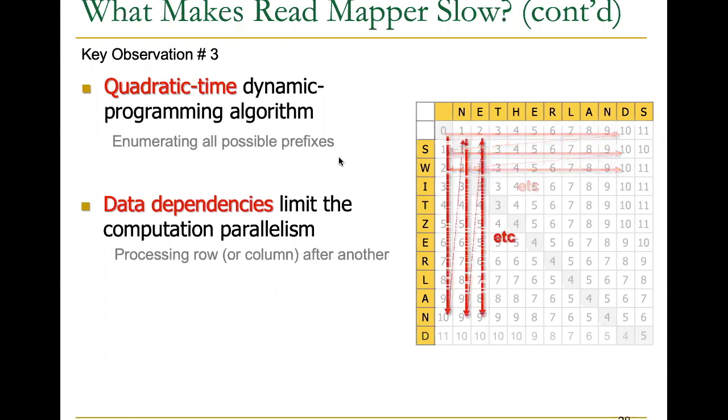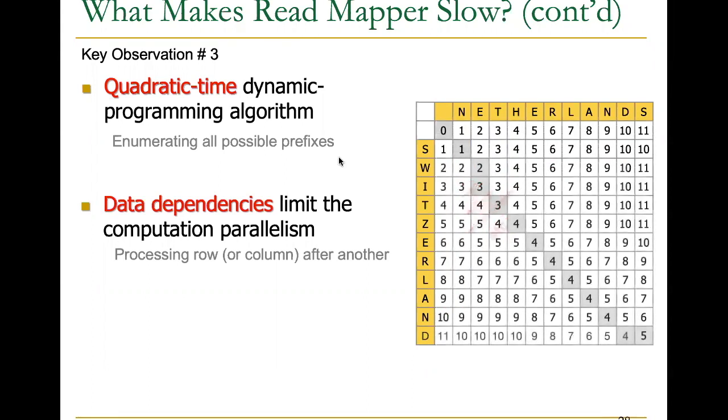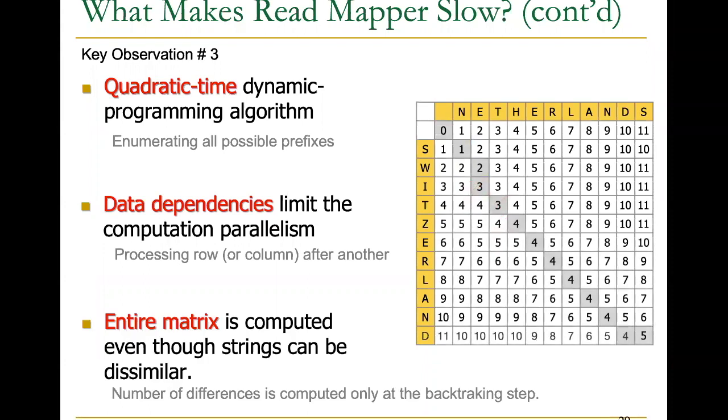Okay, so the third problem with using this: we need to compute the entire thing again, as I mentioned. It can be a very expensive matrix to compute. And to compute this entire thing, it's very expensive to wait until the end, and then you figure out that these two strings are totally different.